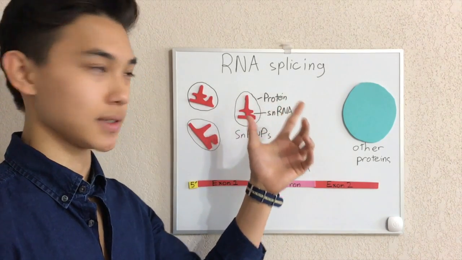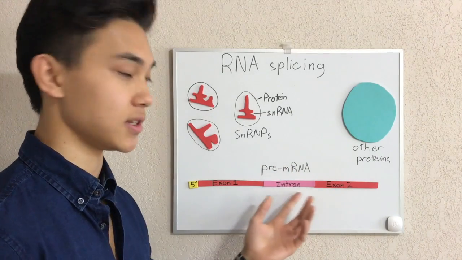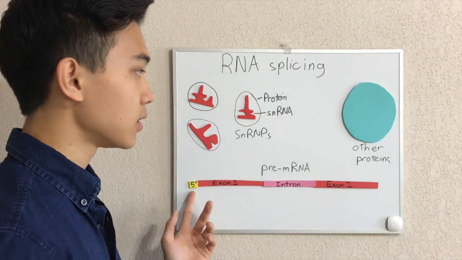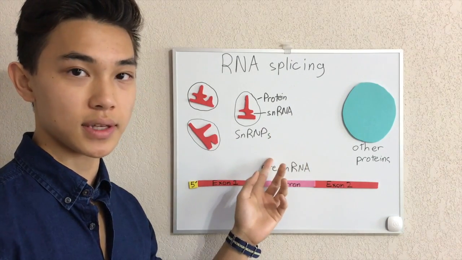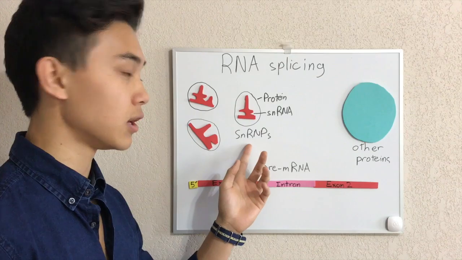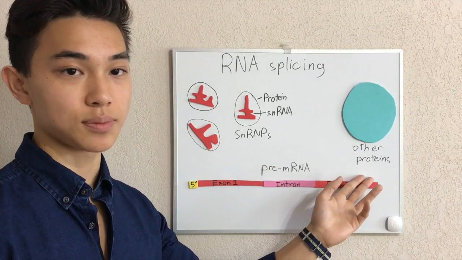This is RNA splicing. In RNA splicing, our strand of pre-RNA consists of 2 exons and an intron with a 5' cap. In RNA splicing, proteins combine with snRNA to create snRNPs, also known as small nuclear ribonucleoproteins. The snRNPs combine with other proteins to create spliceosomes.